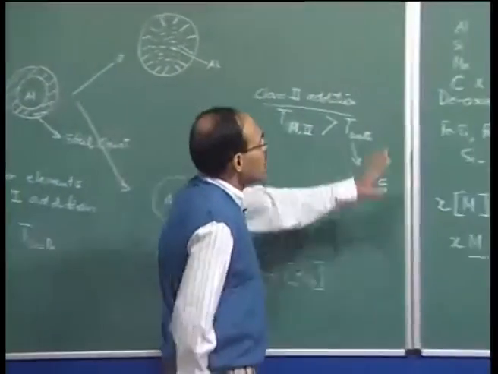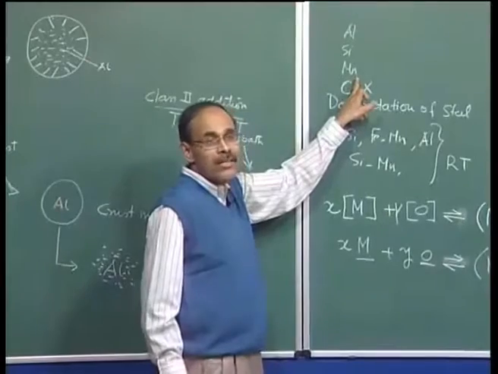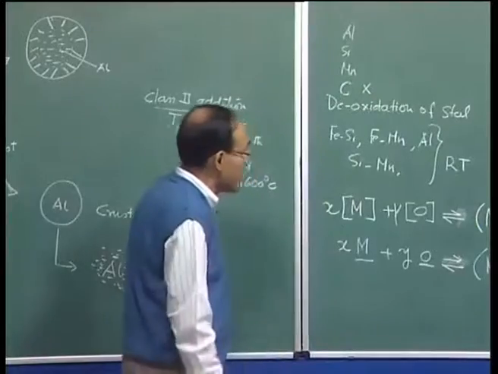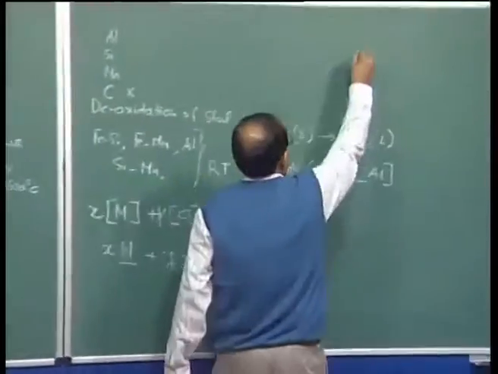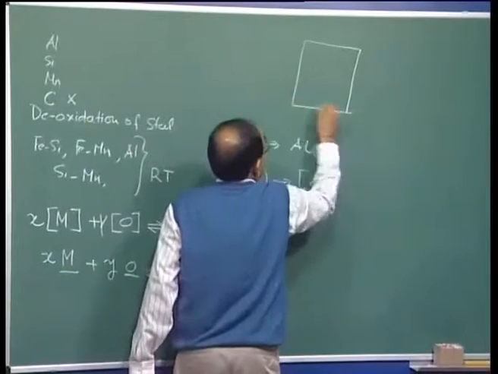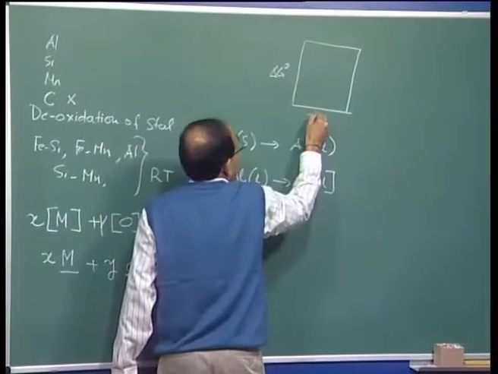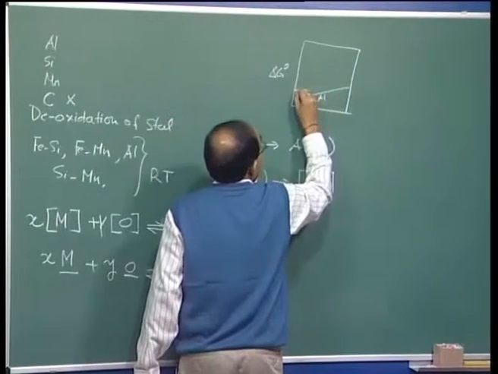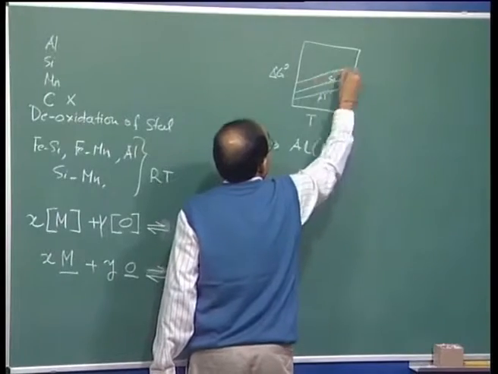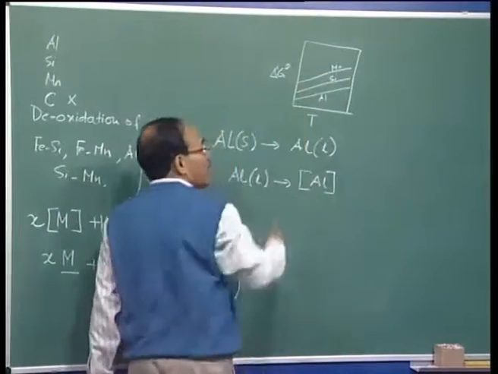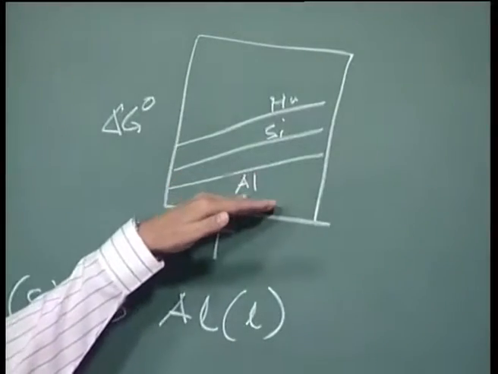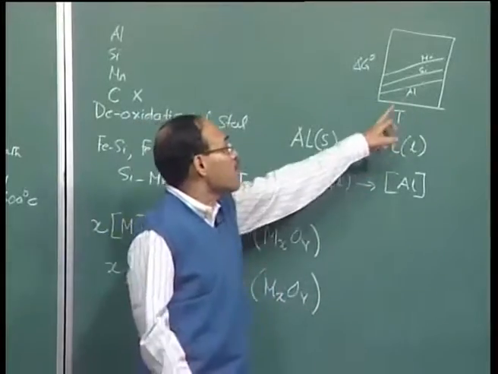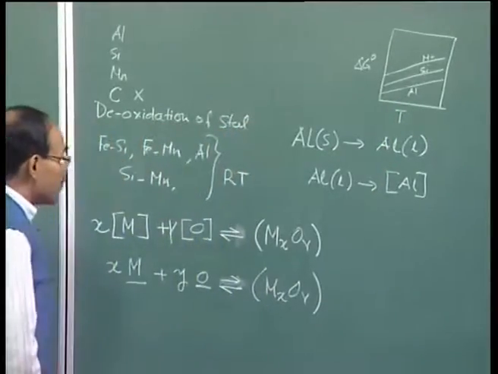Now, these elements have great affinity towards oxygen, and where do we know this from? We have seen the oxide Ellingham diagram, which is a plot between delta G naught and temperature. There we have seen that the aluminum line is here, and then we have a silicon line here, and then the manganese line here, and the carbon line even above. The lower the position of the line in the Ellingham diagram, the greater is the stability of the oxide, or the greater is the affinity of the element towards oxygen.